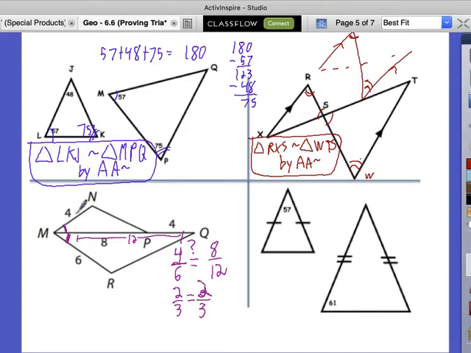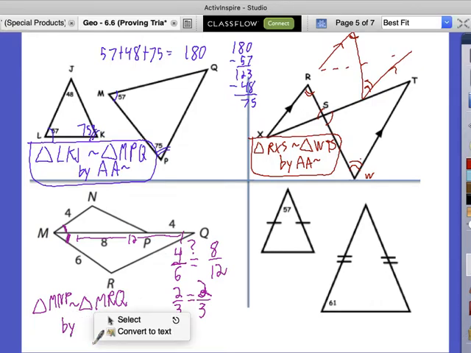So for our similarity statement here, we write triangle something something something is similar to triangle something something something. Can I get a volunteer for this one to try and do this similarity statement? Can I do it? Okay, you can do it. Triangle MNP is similar to triangle MRQ. Very good. That would be definitely one way we can do it. And what would this one be by? Does anyone know?